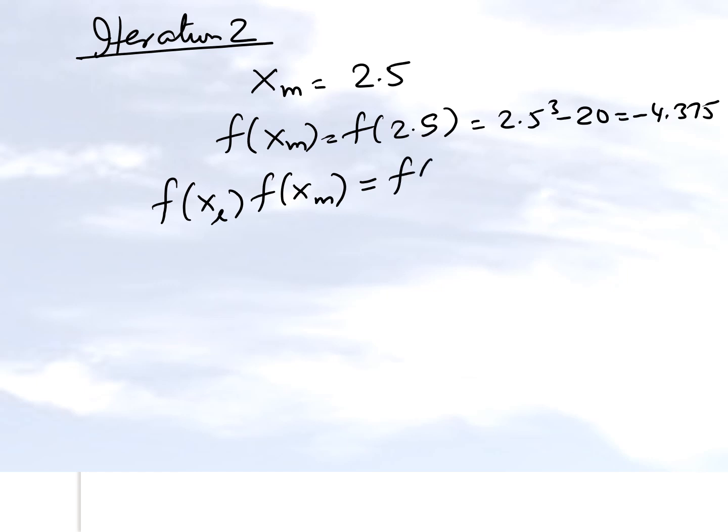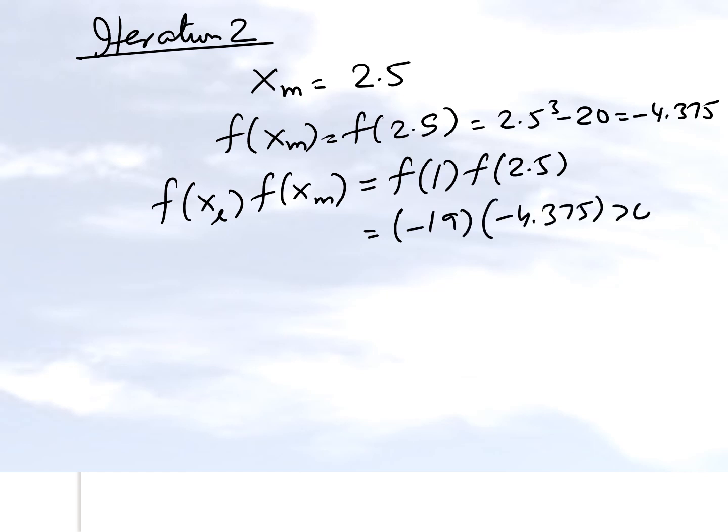We know that the lower limit is 1 and the midpoint is 2.5, which we just found out. What is the value of the function at 1? It's minus 19. The value of the function at 2.5 is minus 4.375, so the product is greater than 0. What that means is that the root does not lie between 1 and 2.5, because the function is not changing sign between 1 and 2.5. So we had 1 and 4 and we had 2.5, right?